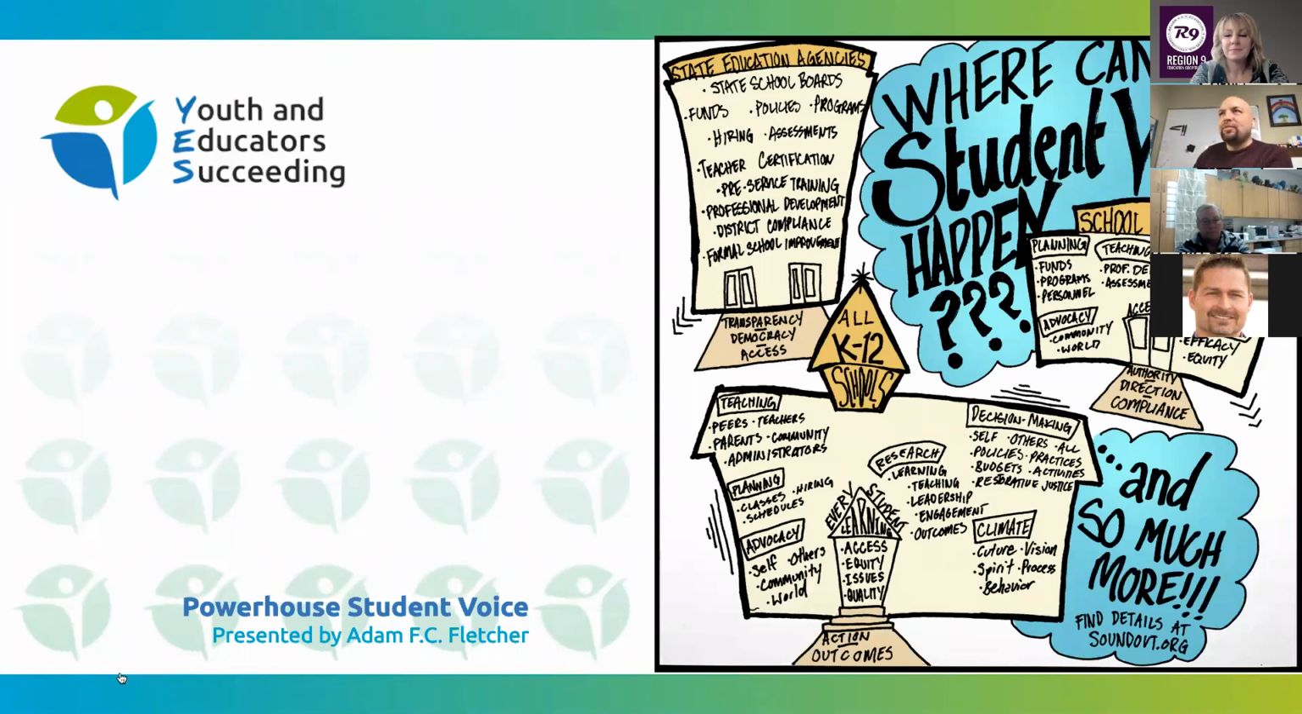School districts: planning, decision, teaching, research, access, authority, direction, compliance. State education agencies, you know who you are out there. All of these different ways, and so much more. There are so many ways that student voice can be engaged.